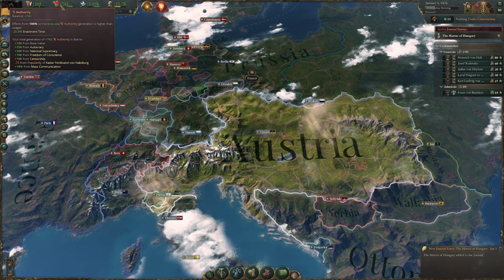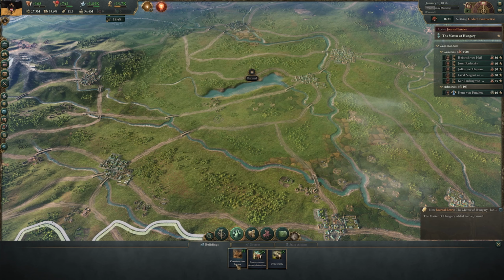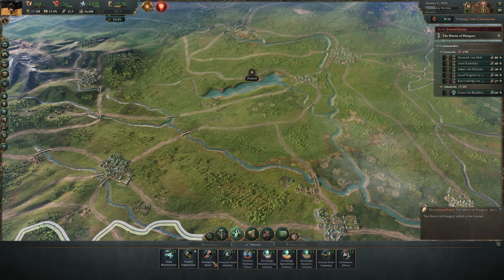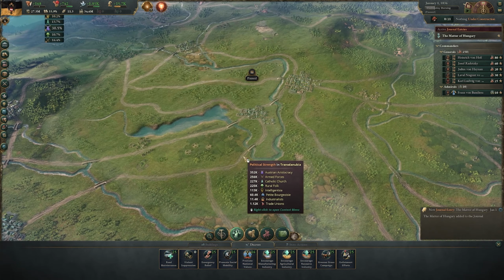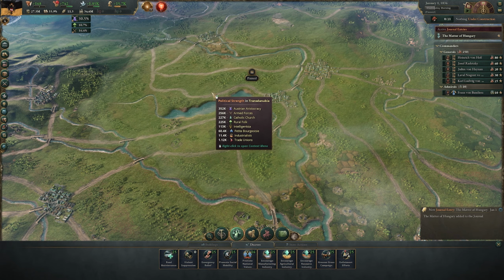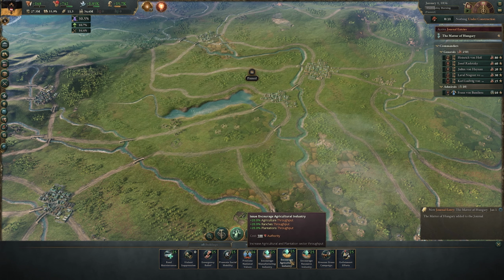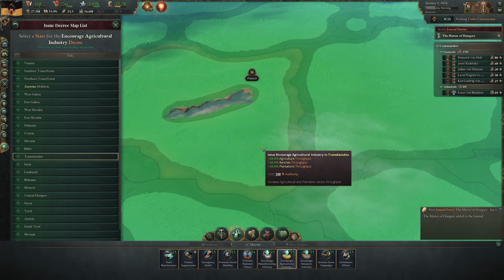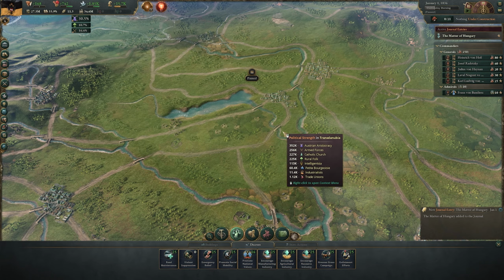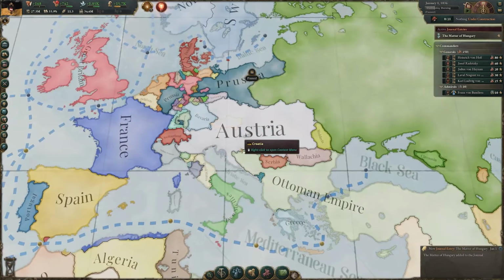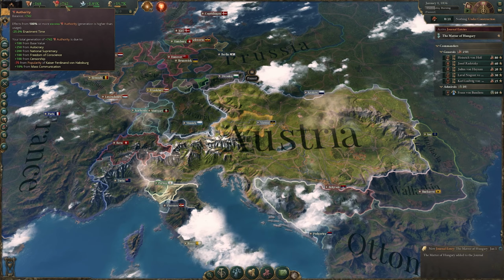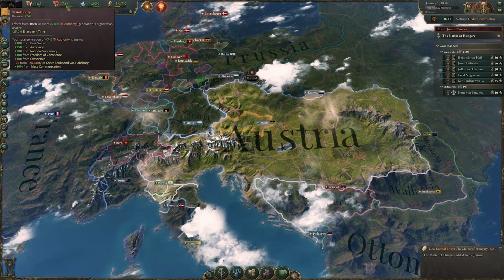The other benefit of authority is decrees. And we're going to go over this in a little bit, but just as a thing real quick, we can see different decrees that we have. For instance, if I had a large agricultural presence in Trans-Danubia, I could encourage agricultural industries, which would increase agriculture, ranchers, and plantations efficiency by 20% at the cost of 100 authority. You can do several good things with decrees, and we're not going to go into it right now. We will address them in a little bit, but know that that's what authority is used for.